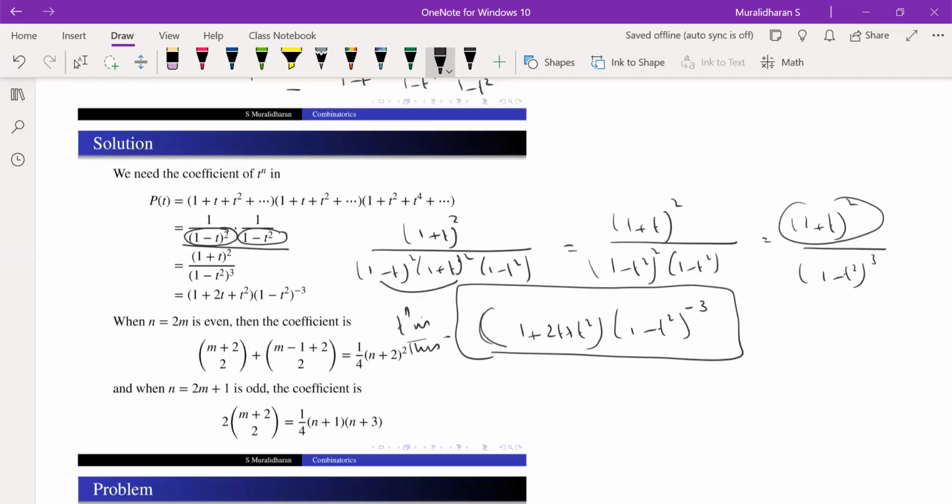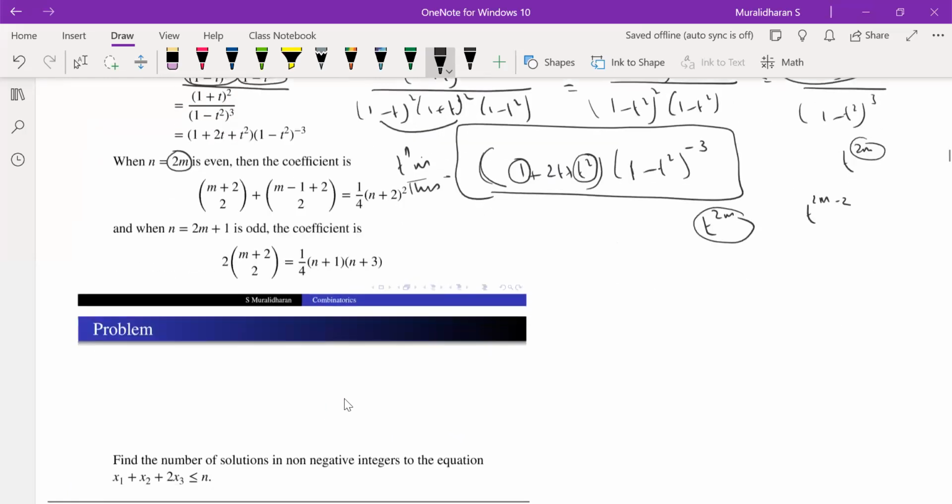Okay. Now, suppose my n is even. If n is even, when will the term t power 2m come? Then n is equal to 2m. And I multiply 1 by the coefficient of t power 2m here. Or when I multiply t square by the coefficient of t power 2m minus 2. What's the coefficient of t power 2m in this one? So this is like 1 minus t square whole power minus 3. Suppose if I have 1 minus x whole power minus 3, the coefficient of x power n is n plus 3 minus 1 c 3 minus 1.